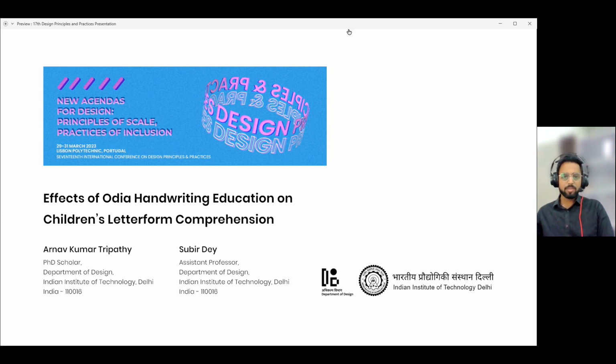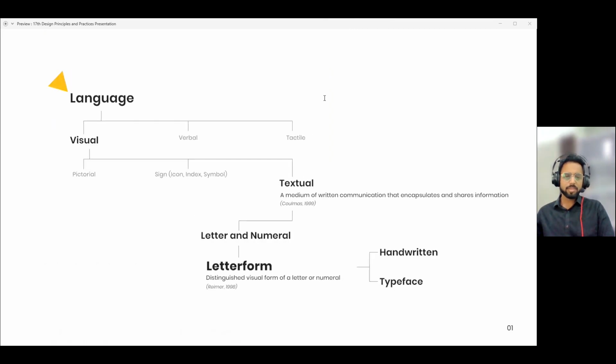So in order to get into this topic, first we needed to understand where handwriting stands among language communication mediums. So under textual medium of language communication, we have letters and numerals, and their distinct graphical or visual form is referred to as letter form. So these letter forms are expressed in either handwritten text like handwriting, calligraphy, lettering practice, etc., or as typefaces or fonts that are used on digital interfaces or printed materials.